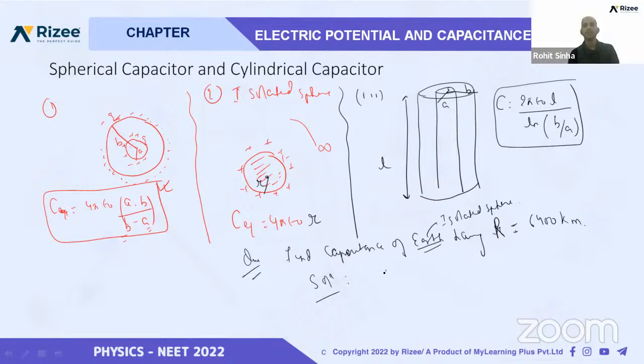Okay. Nobody? What we know? We know C will be 4 pi epsilon naught into R, and R is given as 6400 kilometer. We can convert it in meter like this. 4 pi epsilon naught. We know 1 by 4 pi epsilon naught is that. We will write like this: 10 to the power 9 by 9 into 6400 kilometer into 10 to the power 3 converted to meter. We will get here 711 microfarad. You should remember this value also, and also you can calculate from here.